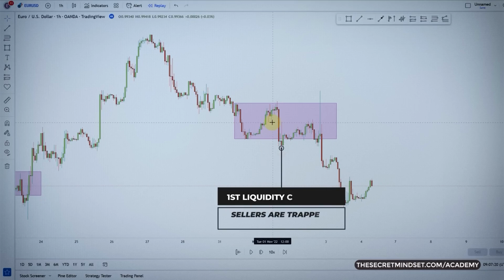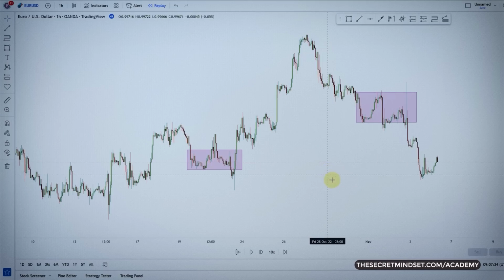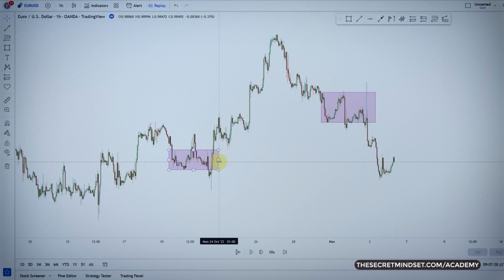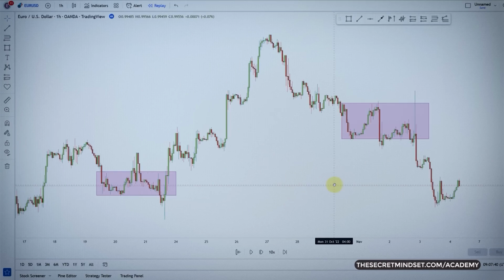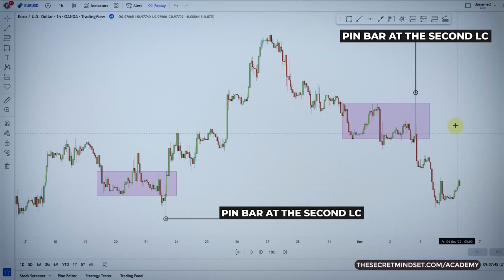And the second one is here. Liquidity clearout. Sellers are trapped. Reversal. Second liquidity clearout. This time buyers are trapped and price continues its recent downtrend. Both setups have one thing in common. Can you identify it? We have candles with large wicks during the second liquidity clearout on both occasions.